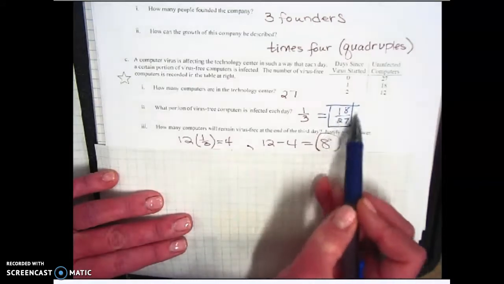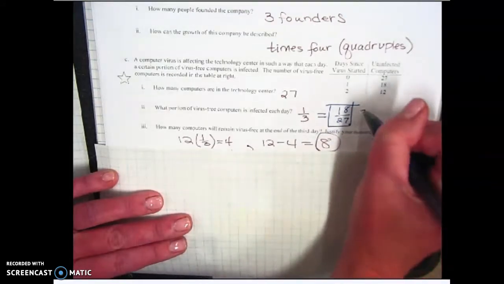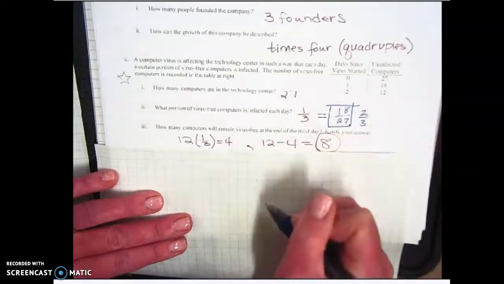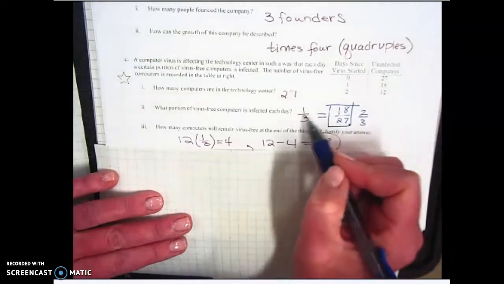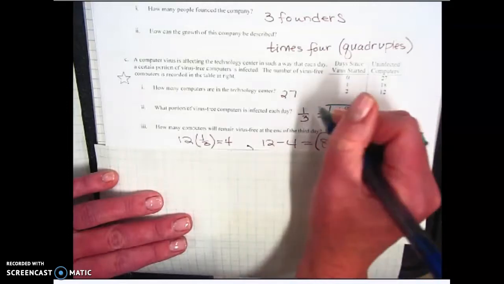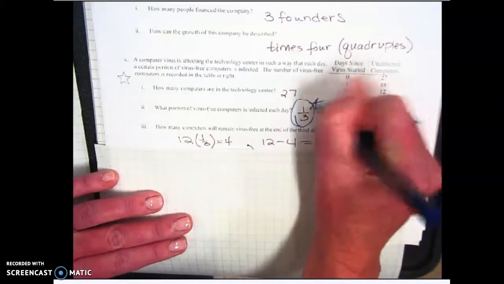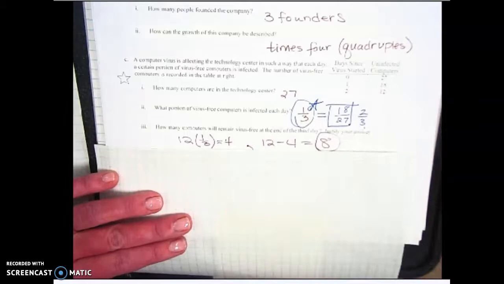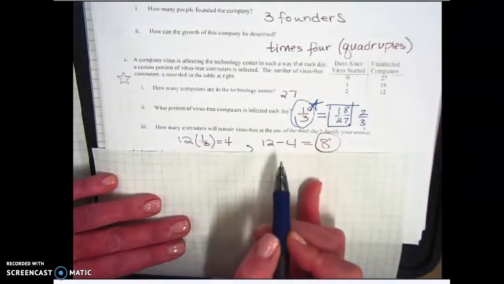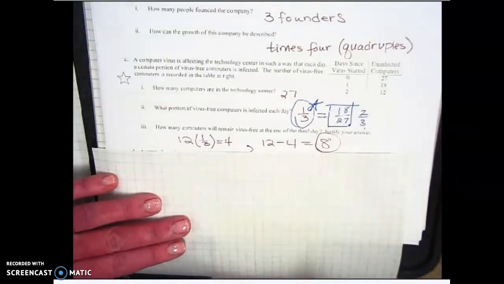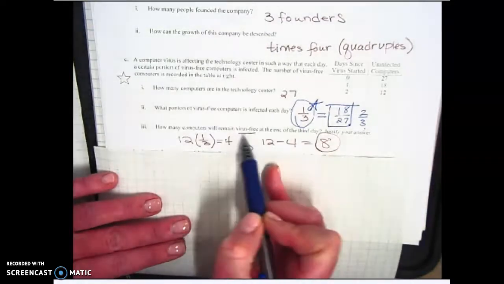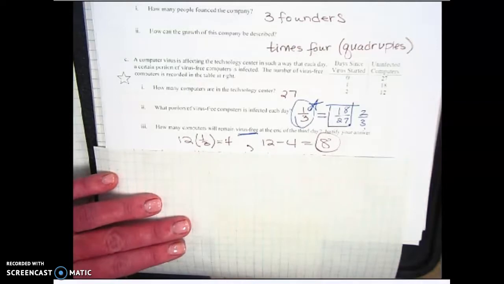Okay, same thing that we did here. If this is 2/3, 2/3 from 1 whole is 1/3. So that's why 1/3 is the answer here, not 2/3. Okay? So you're going to go 12 minus 4. That means there would be 8 computers that will remain virus-free at the end of the day.